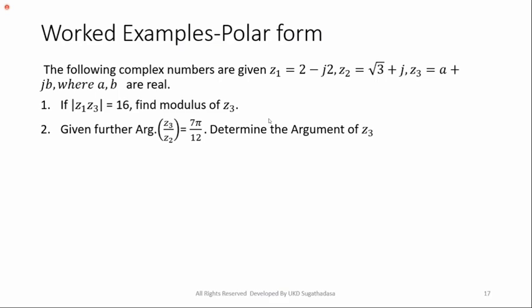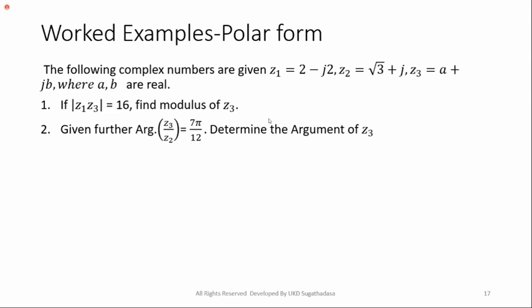This is the example that the question given, right? I think we have been discussing it the second time. You'll be able to understand now. Complex numbers given in Cartesian form: Z1 = 2 minus j2, Z2 = square root of 3 plus j. Z3 is unknown. We have to find out a plus jb, where a and b are real.